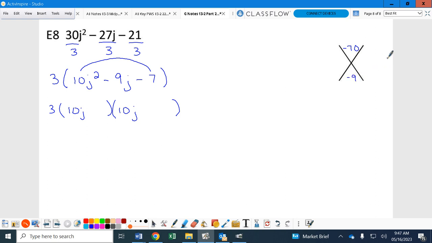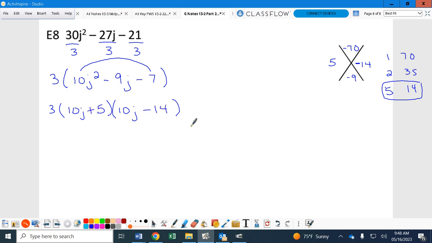I don't know what they are. Don't say it yet if you know. I'm going to list out the factors. 1 and 70. Nope. 2 and 35. Nope. 3 doesn't go into it. 4 doesn't. 5, maybe? 5 and 14. Oh, 5 and 14 are 9 apart, guys. It's going to be some combination of 5 and 14. Which one has to be negative in order for it to be a negative on the bottom? The 14. So it's going to be plus 5 and minus 14.